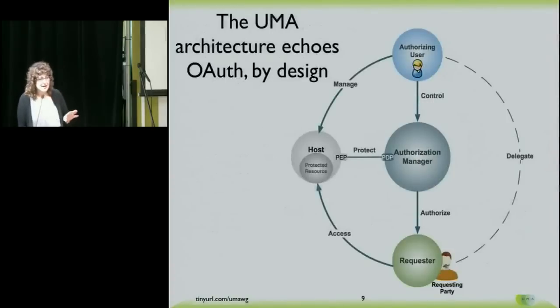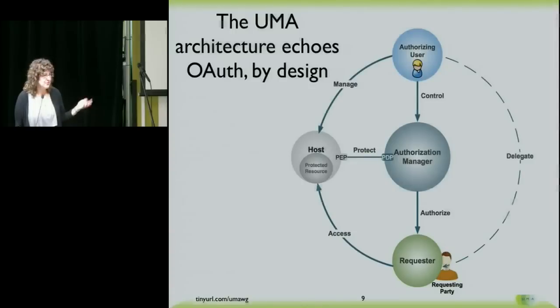So let's talk a little bit about technical details. We'll start to drill down, and then we'll show you a demo, and ask questions or push back whenever you feel like it. So this is a classic UMA architecture diagram for us. We've had it for a couple of years now. You've got an authorizing user at the top who is controlling access through an authorization manager as a kind of proxy, a kind of power of attorney for the user.